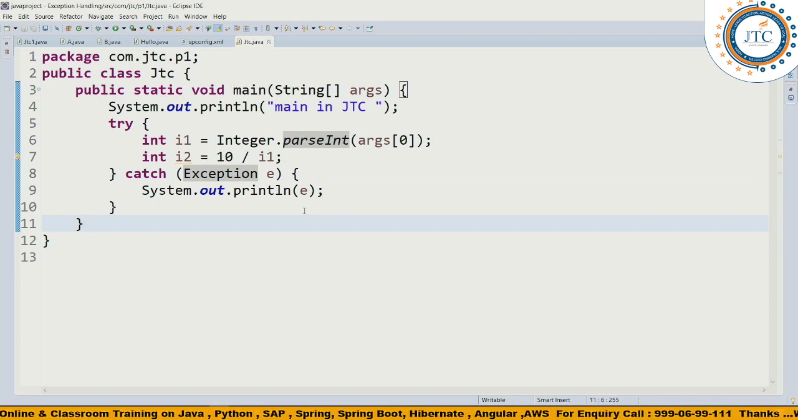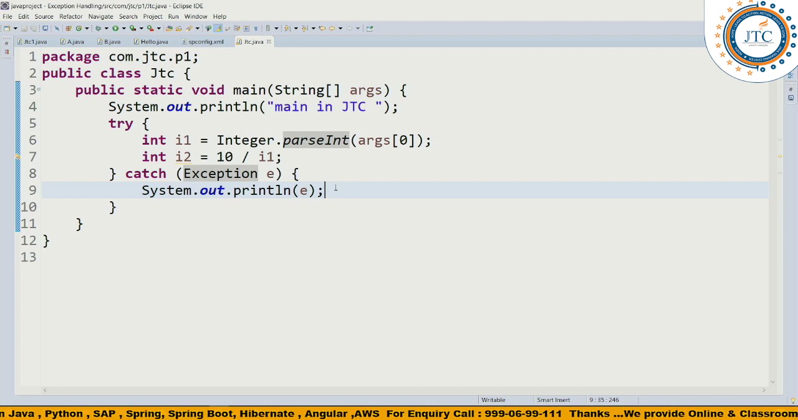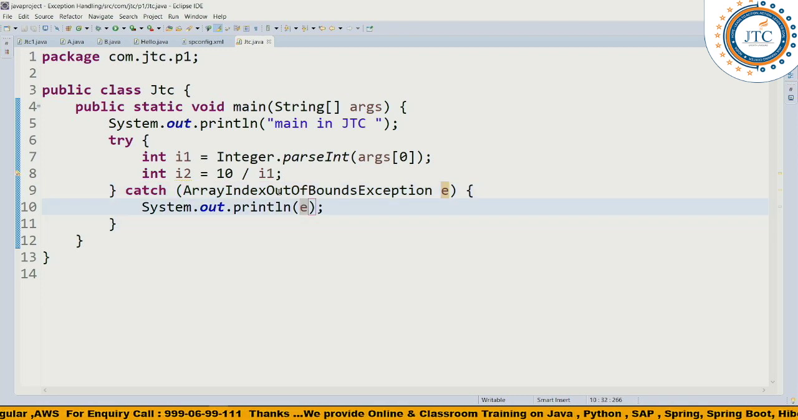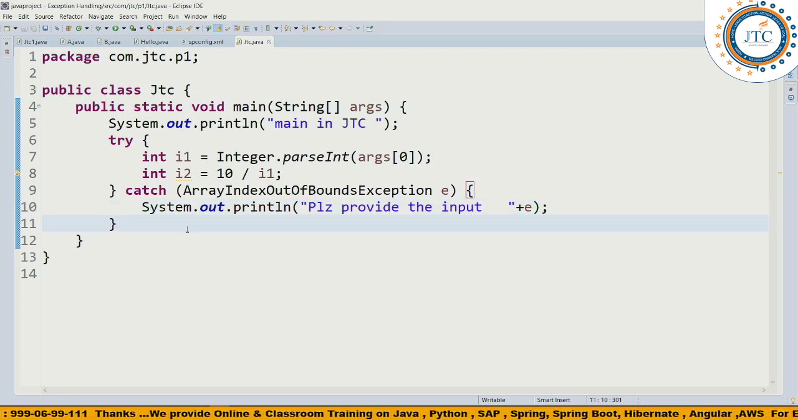Now what I next want to do is not write the Exception class directly here. Whatever problems we have analyzed, let me write here. One, I am writing ArrayIndexOutOfBoundsException. Yes, we can write it. Now one ArrayIndexOutOfBoundsException I have written, and we have a basic idea of when this exception could occur, so I'll write: please provide the input, because this is the input you need to provide.